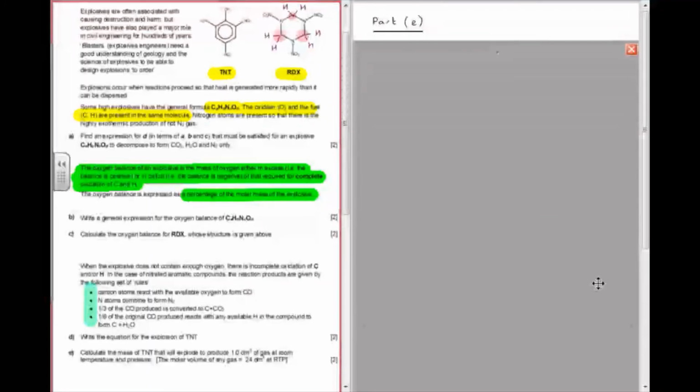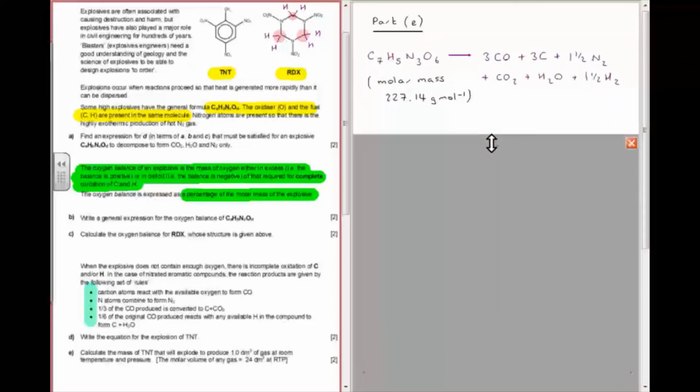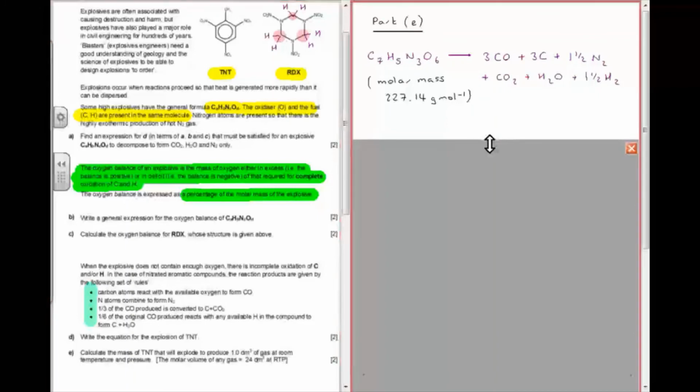The last part of the question, part E, asks us to calculate the mass of TNT that will explode to produce 1.0 decimeters cubed of gas at room temperature and pressure. In order to do this, we need to use the equation for the explosion of TNT that we produced in part D. At room temperature and pressure, of the products from this reaction, the 3 moles of carbon monoxide, the 1.5 moles of nitrogen, the 1 mole of carbon dioxide, and the 1.5 moles of hydrogen will be gases.